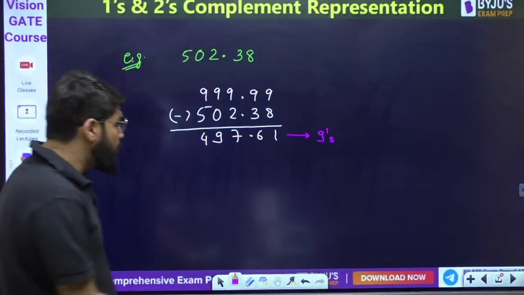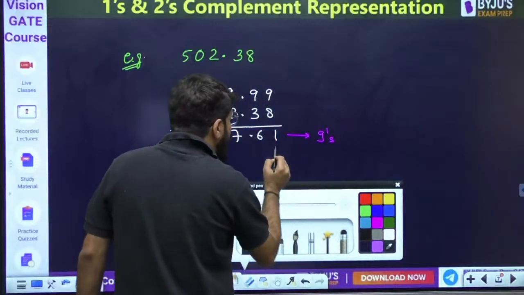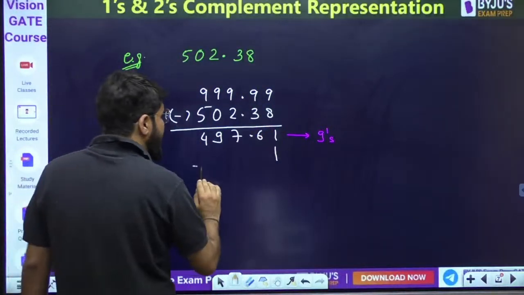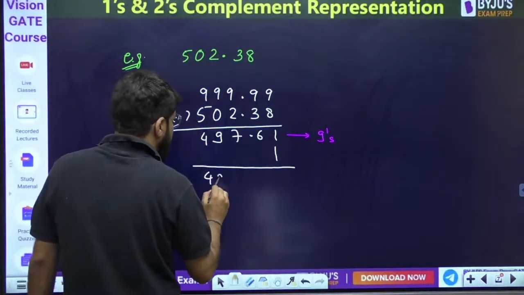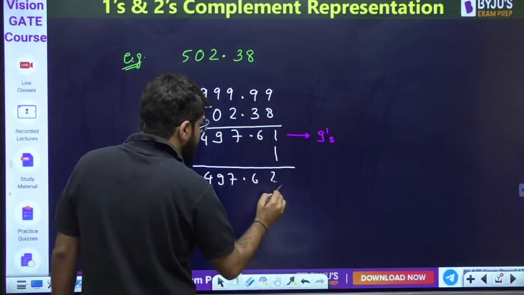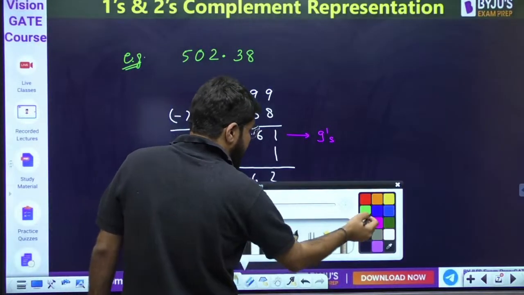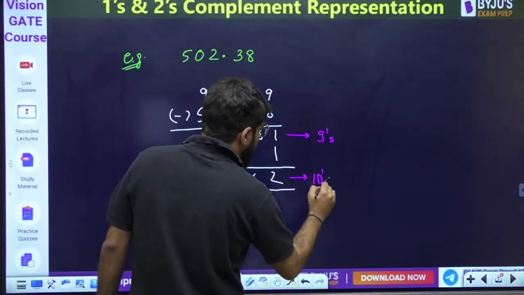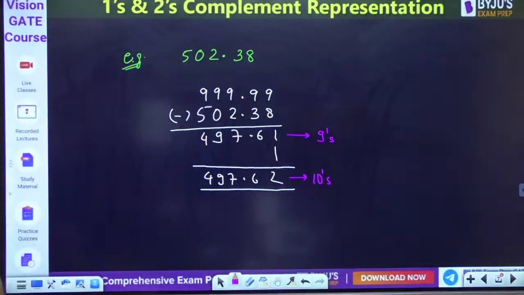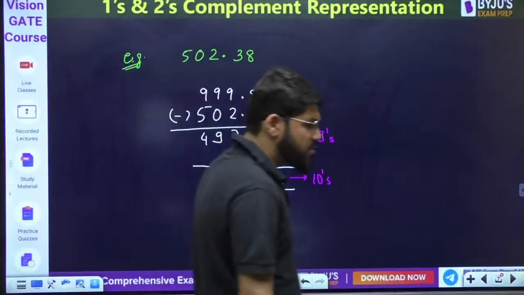If I ask you for the 10's complement, what are you supposed to do? Add 1 to the last rightmost digit. So the answer is 497.62. This will be your 10's complement. Clear everybody?